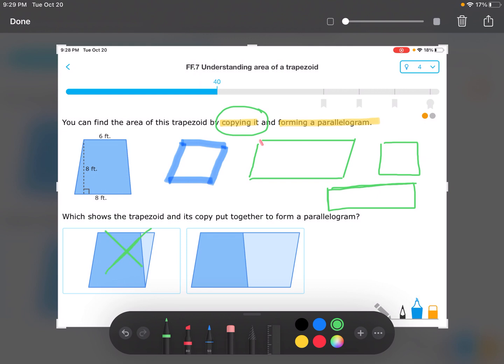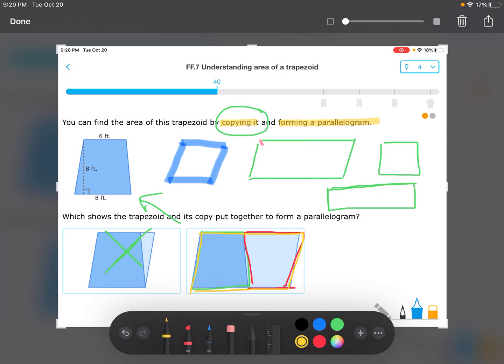That is option 2. If you look, and I'm outlining it, this dark blue trapezoid is the original shape that you see up here. What they've done is they've taken that and flipped it upside down, made a copy and flipped it upside down, put it together with the original, and together they make one giant parallelogram.